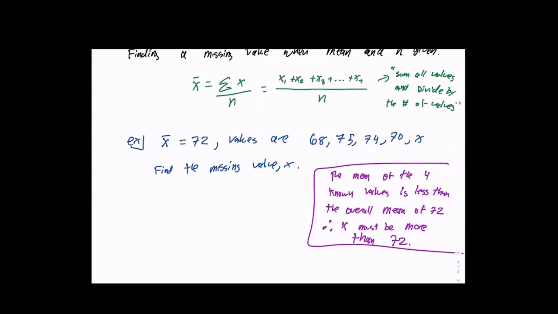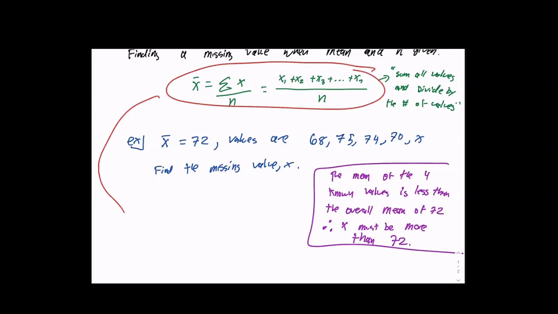How do I do this problem? I'm going to use the formula. And it says the mean, which is 72, is equal to all of the values added together, divided by how many numbers there are. So I just plug into the formula.